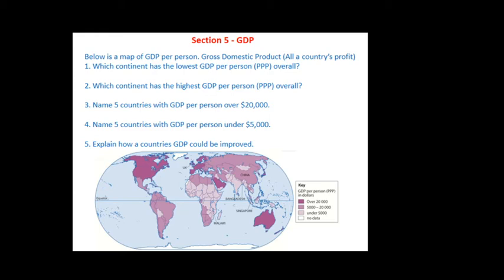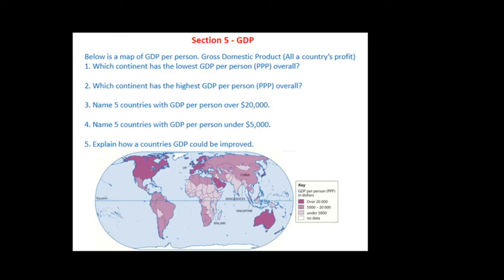So the dark purple is over 20,000 GDP per person. The lightest purple is under 5,000. So you know, if you look at question 3 where it says name 5 countries with GDP per person over 20,000, look at your key. We can see we're looking for the dark purple. Look at the dark purple. What country is that? So I can see straight away we've got Australia, we've got America, we've got Canada, we've got England, and that's just 4 straight away.